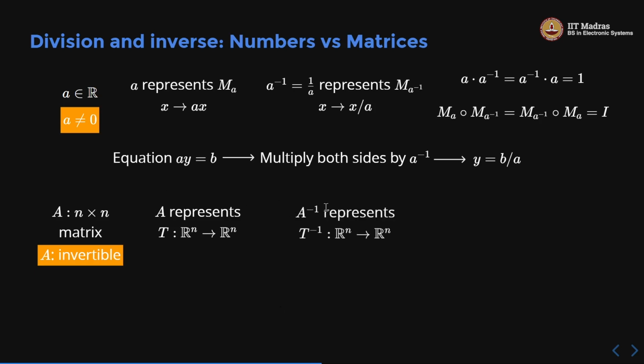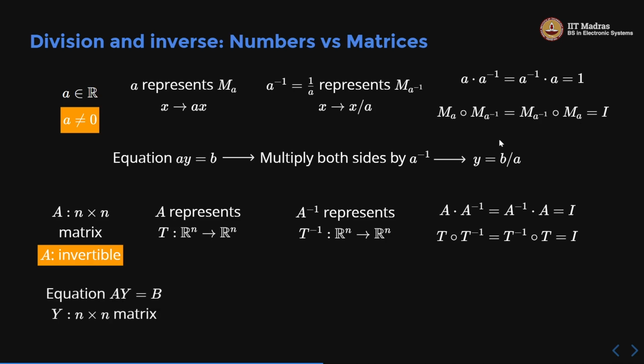So A inverse, we think of it as representing T inverse, which is the transformation from Rn to Rn again. And with this, we know how to do this, right? So you can compose T and T inverse, you get the identity. Now A into A inverse, or A inverse into A, you get the identity matrix, right? So matrix with 1 on the diagonals, 0 elsewhere. So this is something that is used in the definition of inverse and multiplication and all of that. Okay, so this is very, very similar. I just want to show you that the way we are defining matrix multiplication and the inverse is similar to the real numbers.